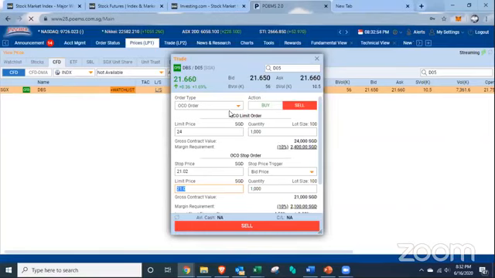So this OCO is one of the recommended ways. I recommend clients make use of this order when you are placing trades. So you can look out for this OCO order.